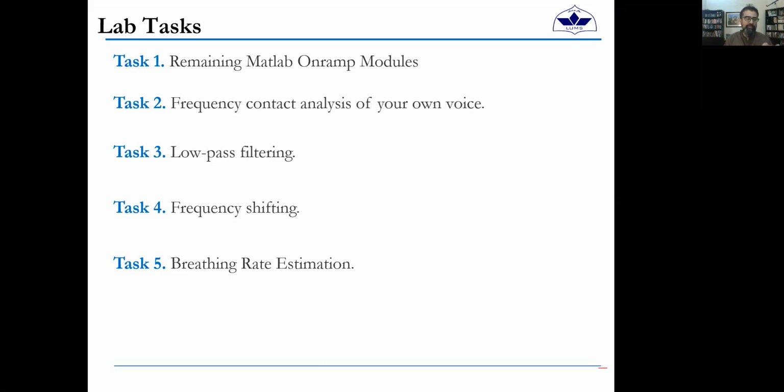Here you have to implement low pass filtering. In the tutorial I implement high pass filtering. So that should be extremely helpful for task 3 and perhaps for task 4 as well.